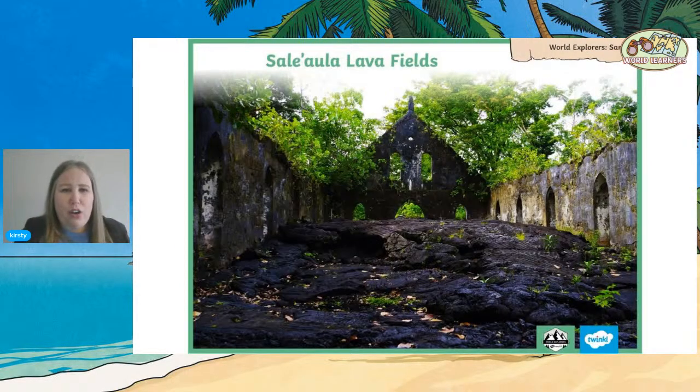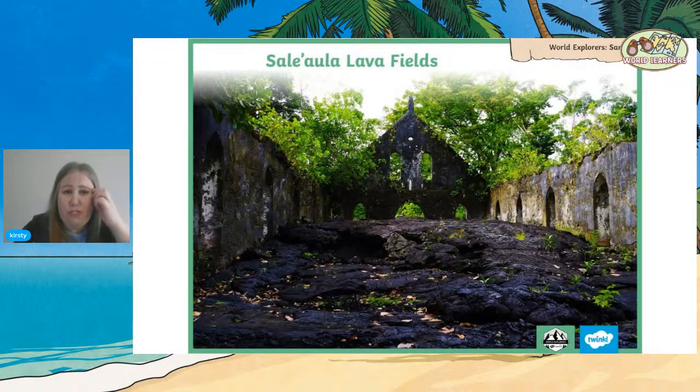Right, moving on. What have we got here? Right, what do you think is happening here? We can see lots of dark black rock and a building, what perhaps used to be a church. What do you think? Well, there's a clue in the title, isn't it? The Saleaula lava fields. So these are exactly that, fields of lava.